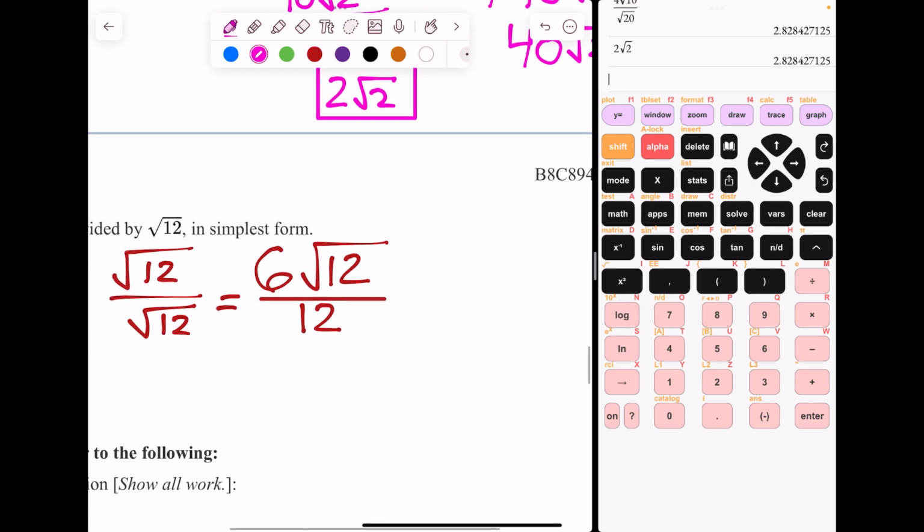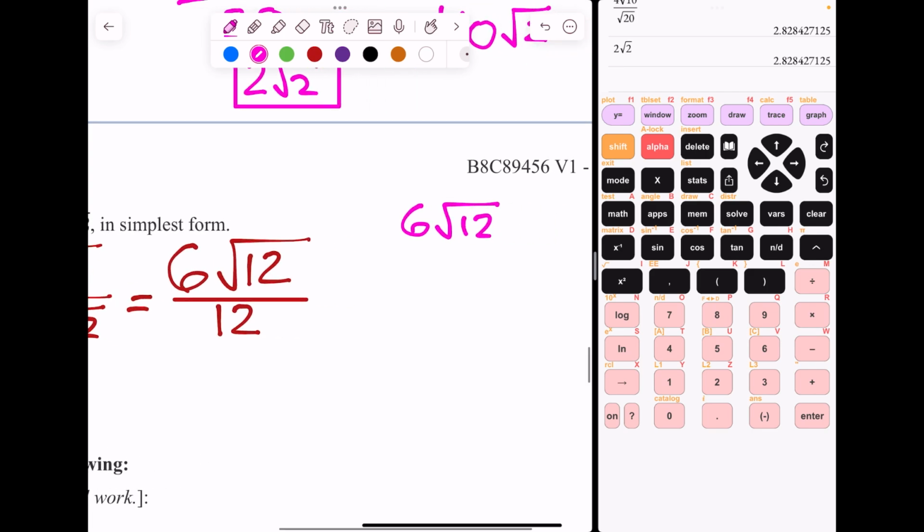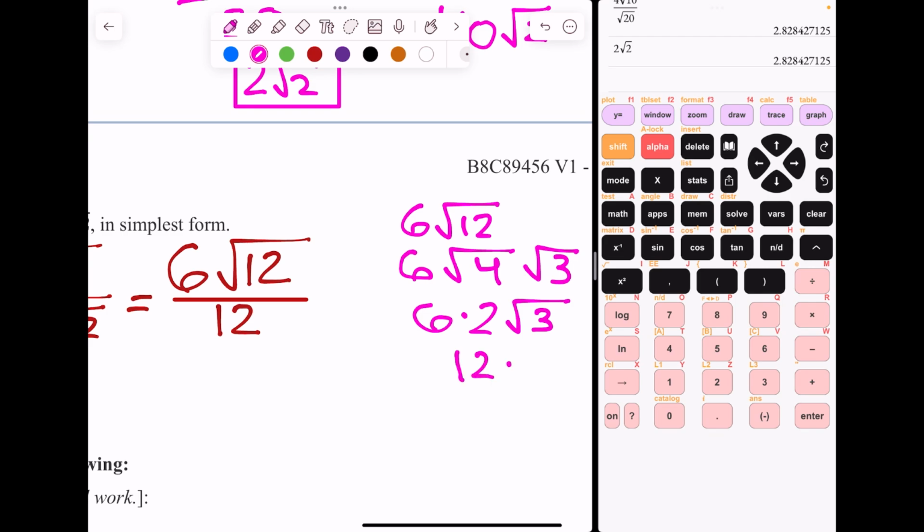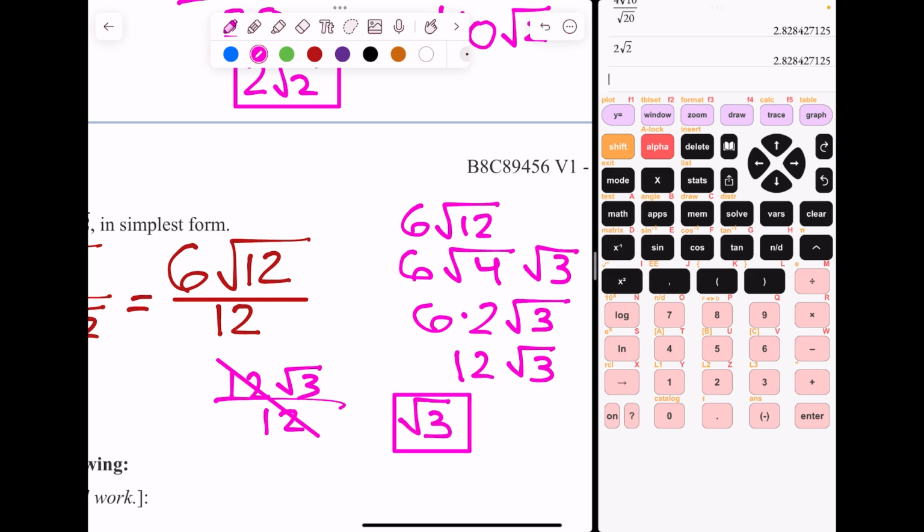And now I need to simplify 6 radical 12. To separate 12, I would separate into 4 and 3. The square root of 4 is 2, square root of 3. 6 times 2 is 12, square root of 3. So this is our new top: 12 square root of 3 over 12. Guess what? 12 divided by 12, those just cancel. Our final answer is radical 3.